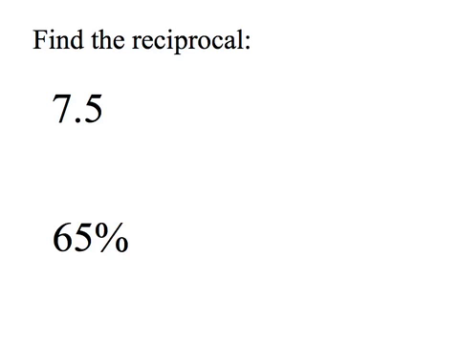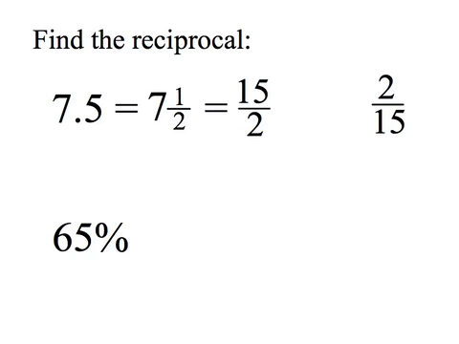Here's 2 more. We'll start with 7.5. We'll change it to an improper fraction, 15/2. Then we reverse the numerator and denominator. Our reciprocal of 7.5 is 2/15.